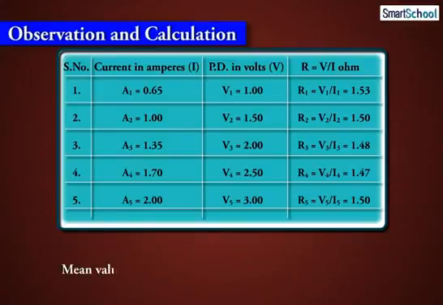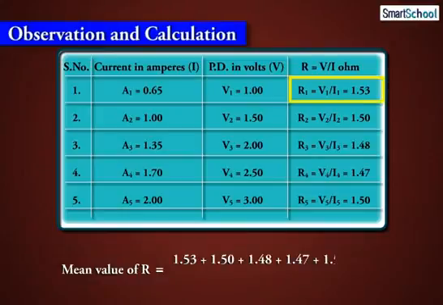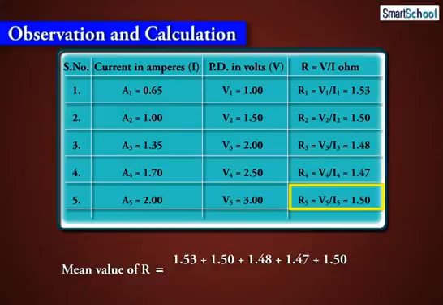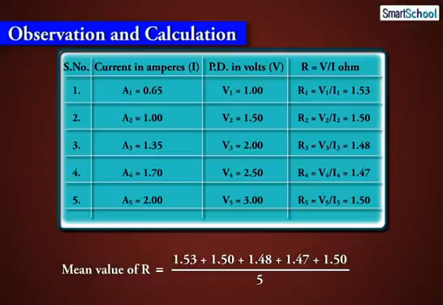We can find the mean value of resistance as 1.53 plus 1.50 plus 1.48 plus 1.47 plus 1.50, all divided by 5. This comes out to be 1.49 ohms.